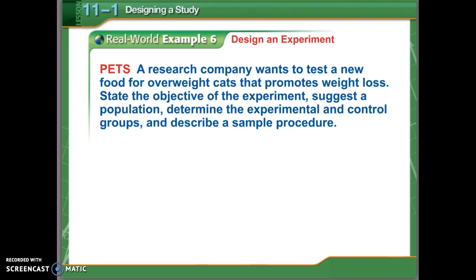Example 6, another real-world problem. This one's about pets. It says a research company wants to test a new food for overweight cats that promotes weight loss. State the objective of the experiment, suggest the population, determine the experimental and control groups, and then describe a sample procedure for how they could conduct the experiment.